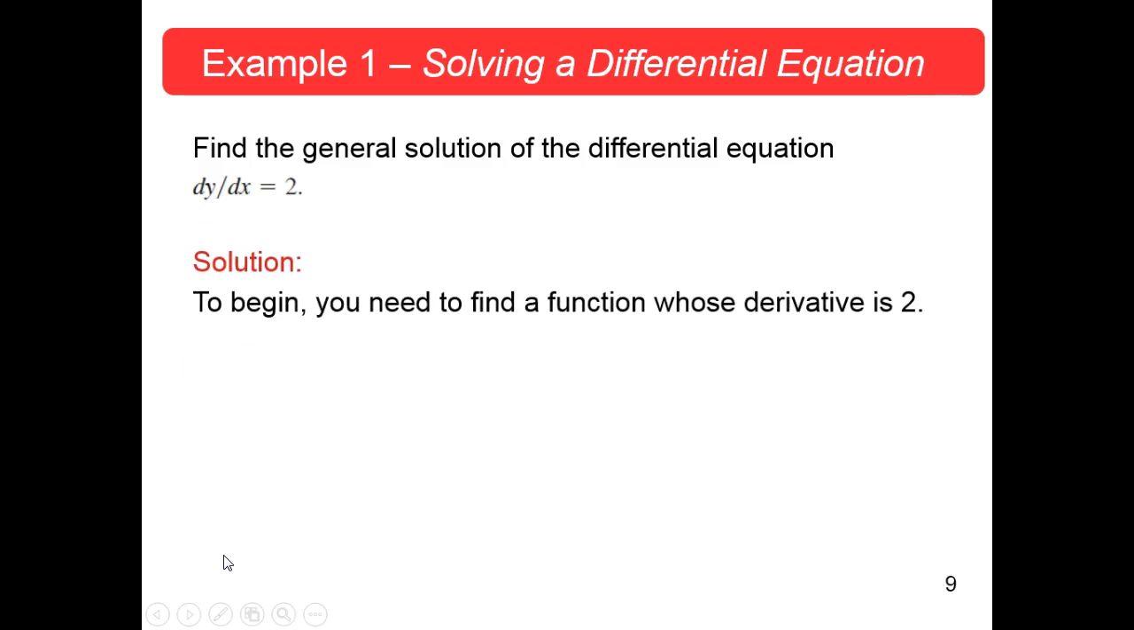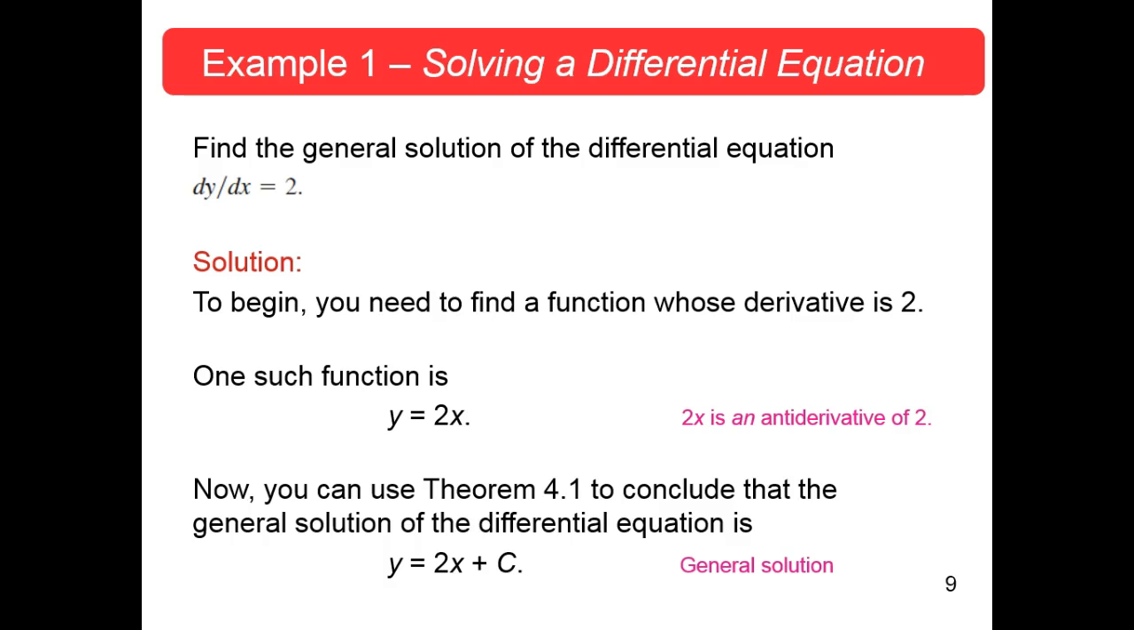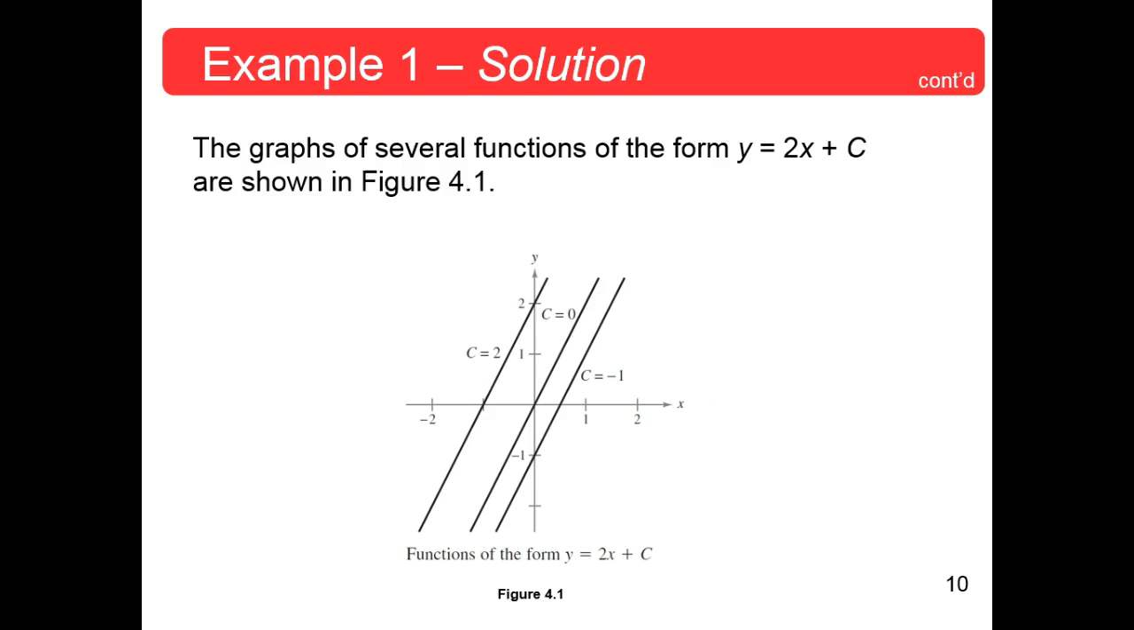To begin, you first need to find the function whose derivative is 2. One such function is y is equal to 2x. Oh yeah, that'll work. Now you can use theorem 4.1 to conclude that the general solution is y is equal to 2x plus c. All right, and the graphs of several functions of that would be here. This would be 2x, this would be 2x minus 1, this would be 2x plus 2, you can just go on and on and on. There's a bunch of lines whose slope, derivative, is 2. It's a whole family of curves.